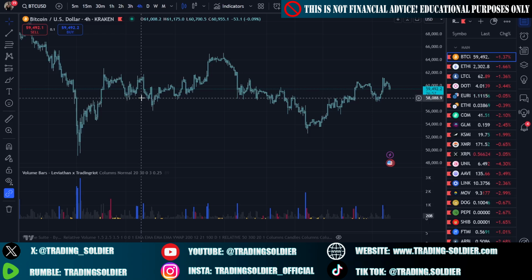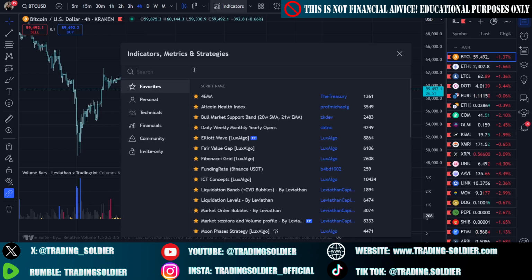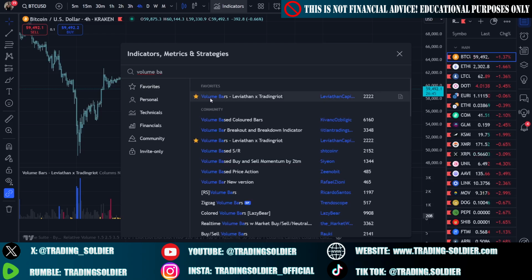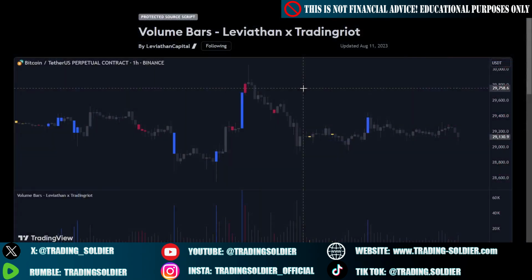To load this indicator into your TradingView chart, you need to go into the Indicators tab on TradingView and search for Volume Bars. Okay, here you can see that this is the Volume Bars indicator by Leviathan per TradingRiot, and you can read here the description of the indicator.